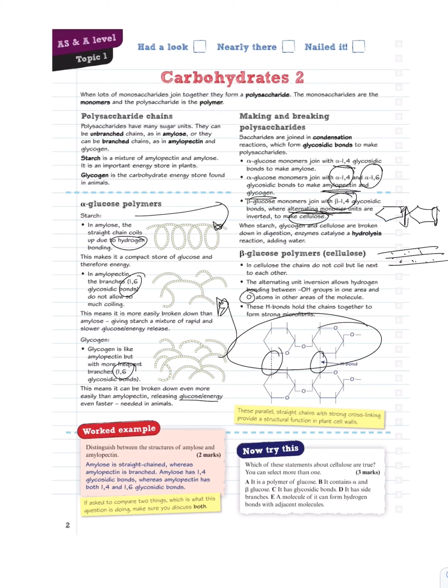Now, distinguish between the structures of amylose and amylopectin. Amylose is straight chained, whereas amylopectin is branched. Amylose has 1,4 glycosidic bonds only, whereas amylopectin has both 1,4 and 1,6.